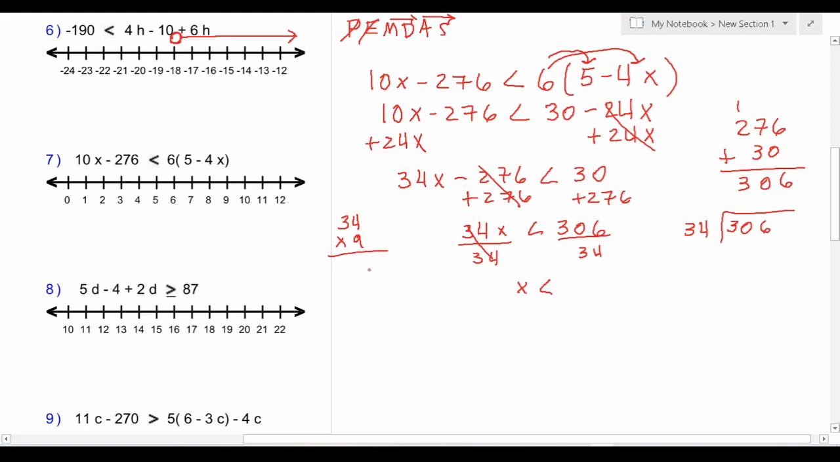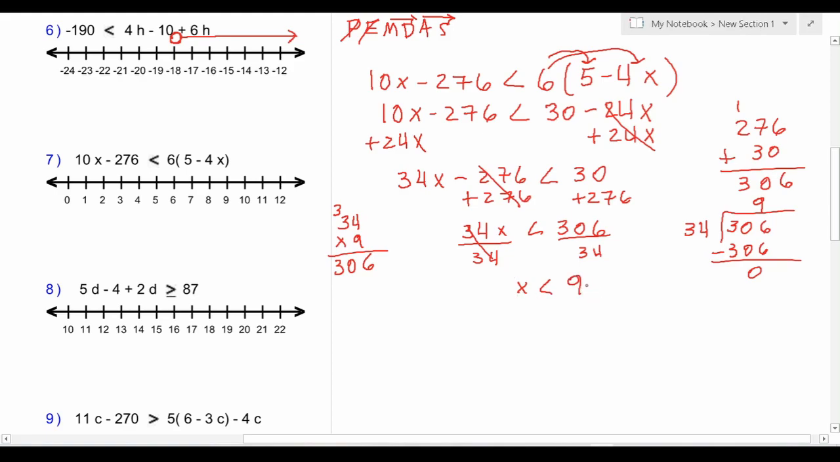Might be too big. 9 times 4, of course, is 36. Carry your 3. 9 times 3 is 27, 28, 29, 30. So we can see that 34 times 9 is in fact 306, which gives us no remainder. In other words, x is going to be less than 9.